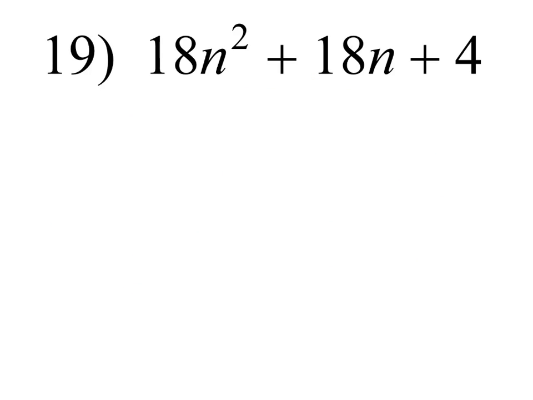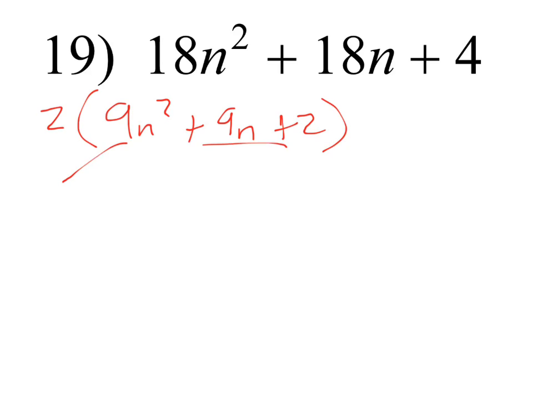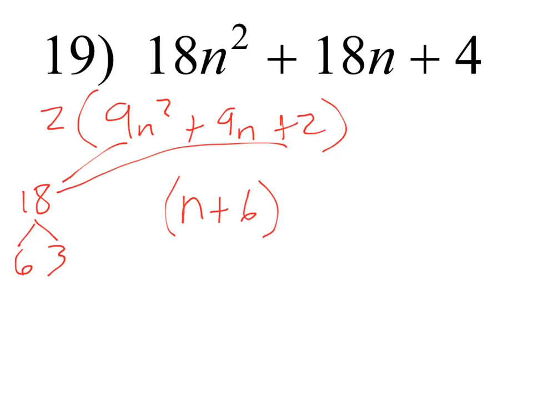Moving on to 19, all of these are divisible by 2, so I'm going to pull a 2 out front. That'll give me 9n squared plus 9n plus 2. And now I can take the 9 and the 2 and multiply them together and figure out what factors of that add up to be 9. That's going to be 6 and 3. So my two binomials are going to have n plus 6 and n plus 3.